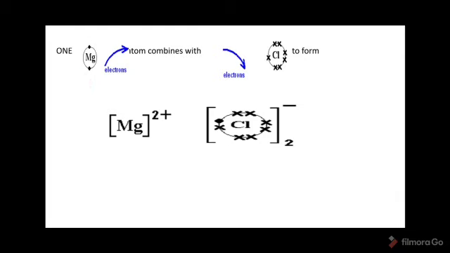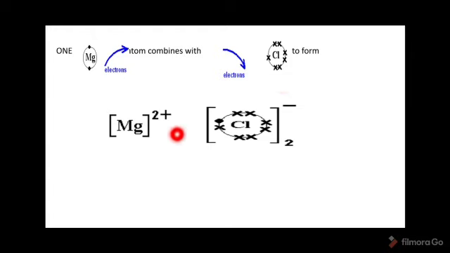Magnesium. One magnesium atom combines with chlorine atoms to form magnesium chloride. Magnesium has 2 electrons in the outermost shell, so it has 2 electrons to lose. Chlorine is in need of 1 electron. Here, 1 magnesium combines with 2 chlorine atoms.